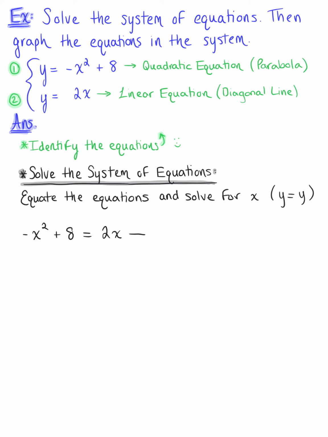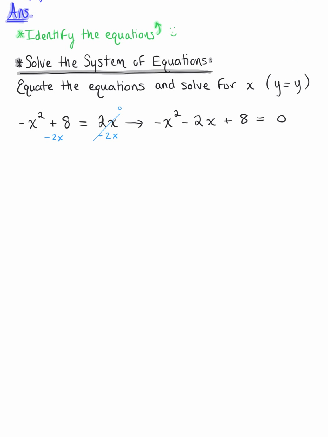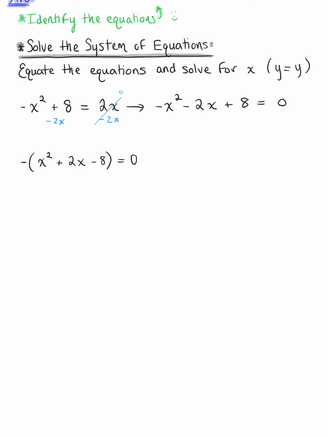Now, in order to solve for x, we want to bring all of our terms to one side. So we are going to subtract this 2x from both sides, which leaves us with minus x squared minus 2x plus 8 is equal to 0. Now, to make this a tiny bit easier for us to solve, let's go ahead and factor out a negative 1 from all terms on the left-hand side, and then divide both sides of this equation by negative 1. Now we have a leading coefficient that's a positive 1, making this equation much easier to factor.